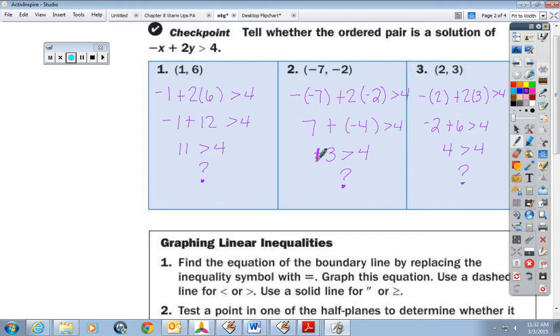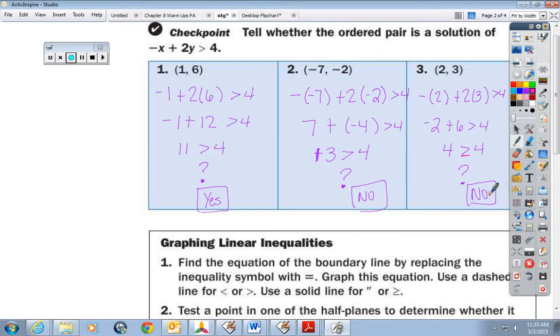Is 11 greater than 4? Yes. Okay, so this is a solution. So I would just say yes, or true. Okay. Is 3 greater than 4? No. Is 4 greater than 4? No. But if it had the little line under the sign, then it would have been yes, greater than or the same. But it didn't, so the answer would be no.